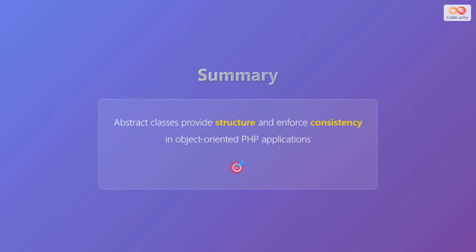In summary, abstract classes provide structure and enforce consistency in object-oriented PHP applications. They are a powerful tool for designing robust and maintainable code.